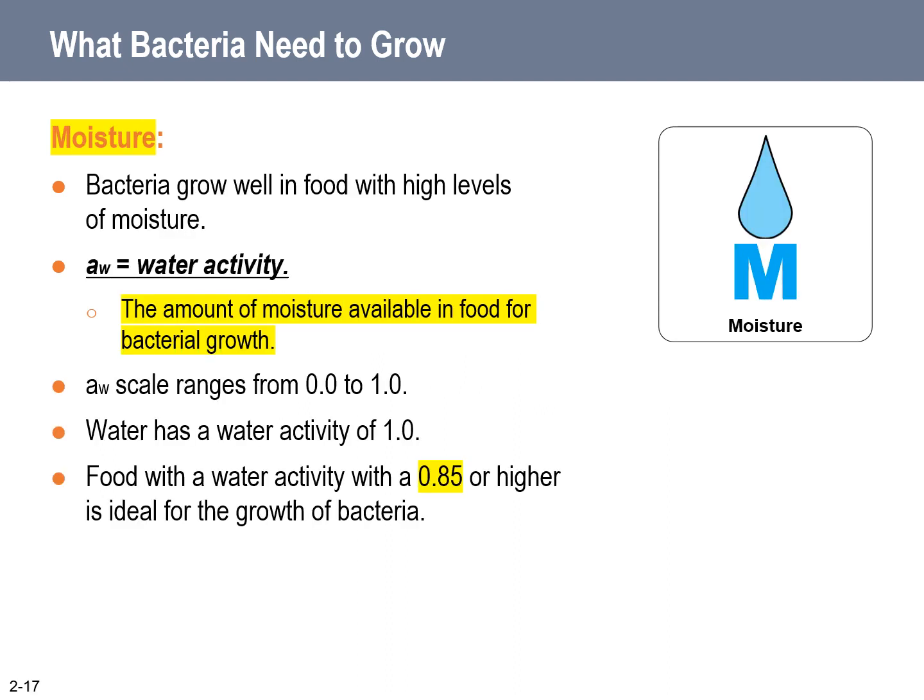Moisture. Bacteria grow well in food with high levels of moisture. So this is called an AW scale or a water activity scale. And then the amount of moisture available in food for bacterial growth is the definition of water activity. So the scale goes from 0.0 to 1.0, and water has the highest at 1.0 because water is the most wet. Any food with a water activity level of 0.85 or higher is the best option for bacterial growth. So think of cut tomatoes, cut melons, cut leafy greens, sprouts, tofu. All of that is very high in moisture content foods.